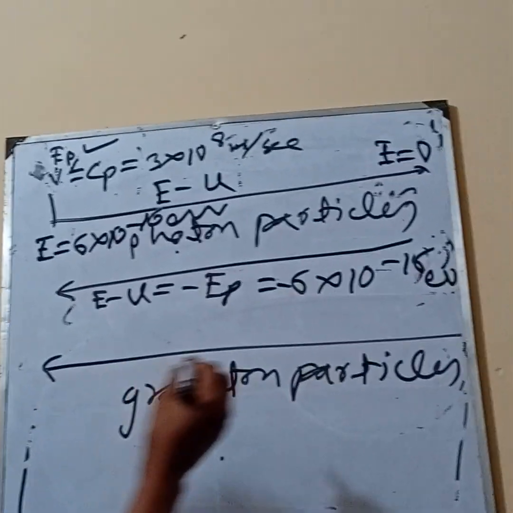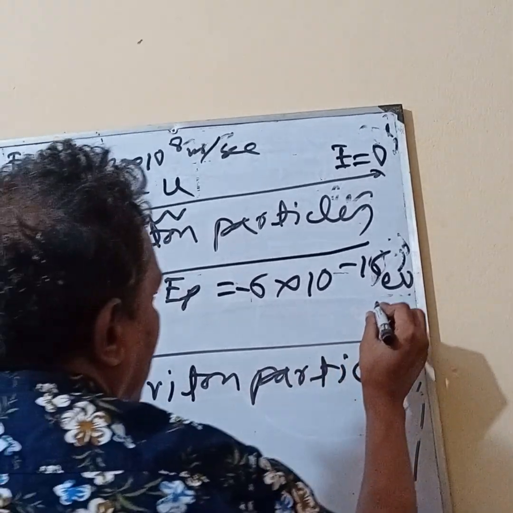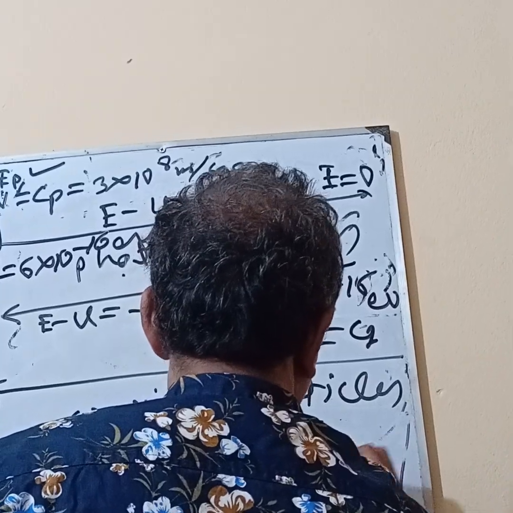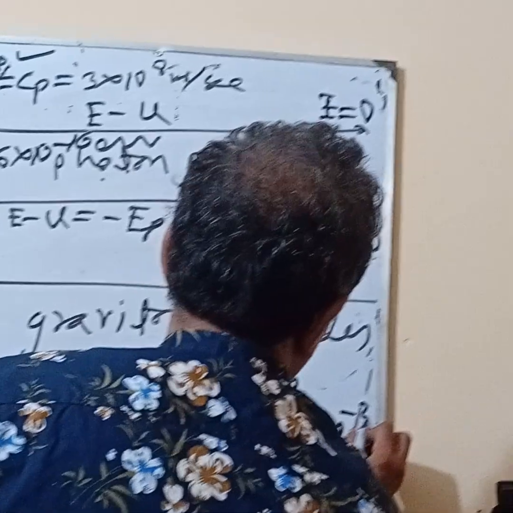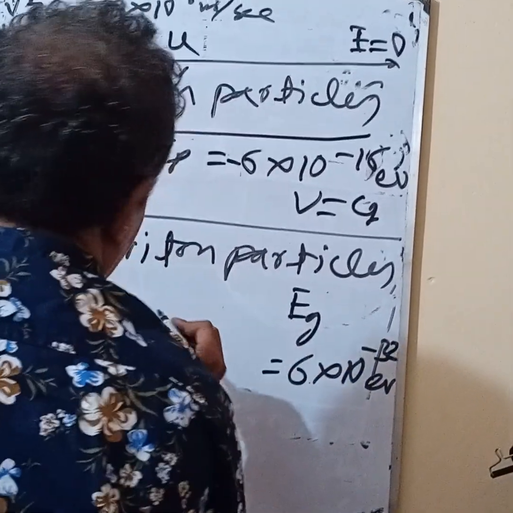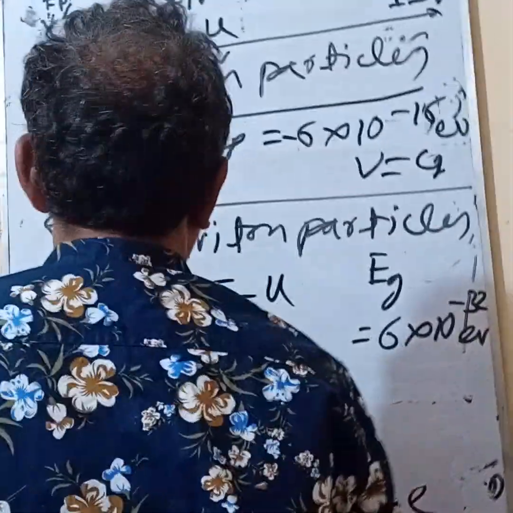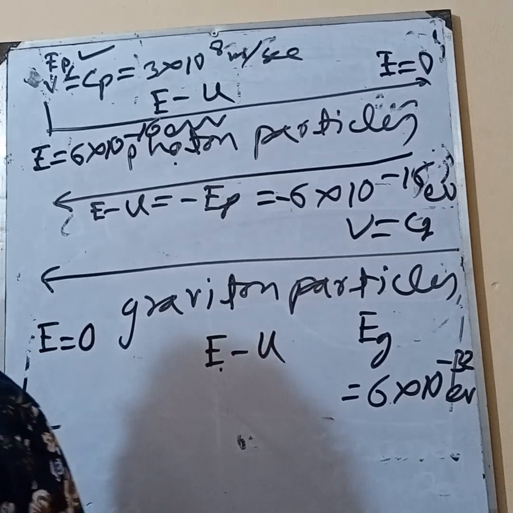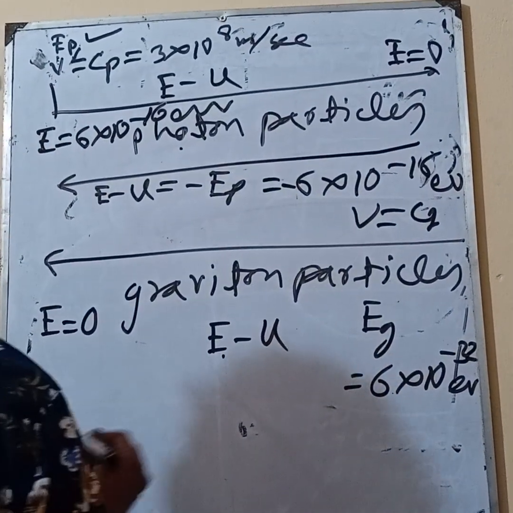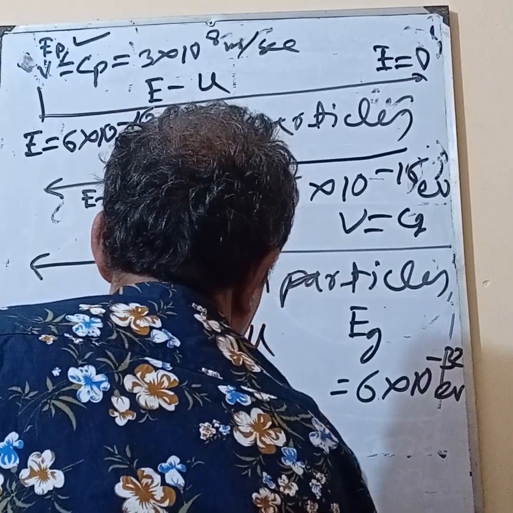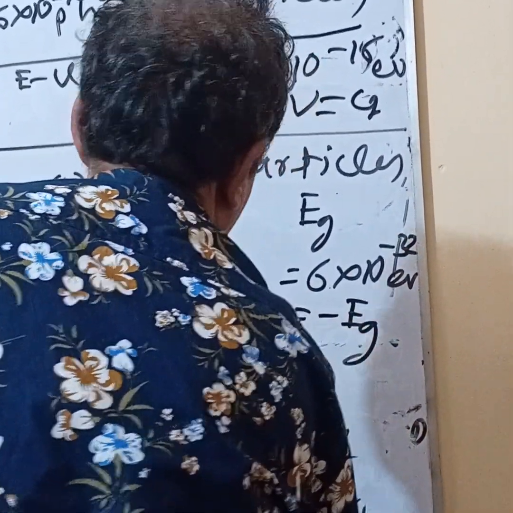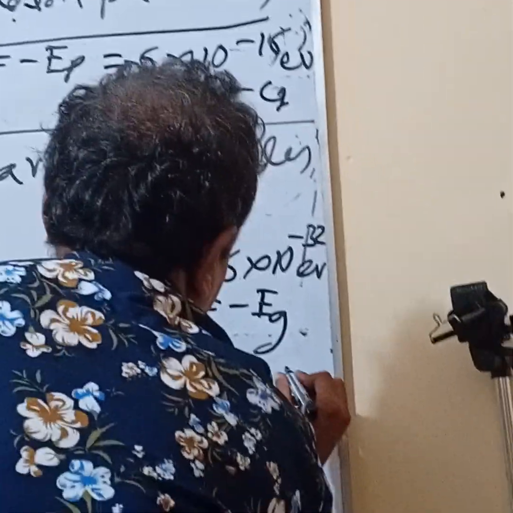On the contrary, graviton particles starting this position, Cz velocity, and Ep is equal to 6 into 10 to the minus 32 Ep. So, when graviton particles decay their energy, then it is turned into zero, and then its movement is inverse step, and then Ep minus u is equal to minus z is equal to minus 6 into 10 to the minus 32.